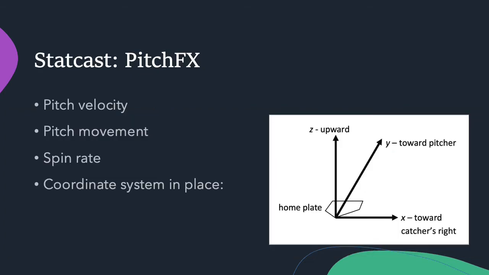Next, let's dive into the pitching aspect of Statcast, pitch FX. We will touch on pitch velocity, pitch movement, as well as a little bit of spin rate. For a better understanding of what's coming, take a look at the coordinate system in place. The y-axis points directly at the pitcher, while the x-axis, perpendicular to the y-axis, points directly to the right of the catcher, and the z-axis points straight up to the sky.